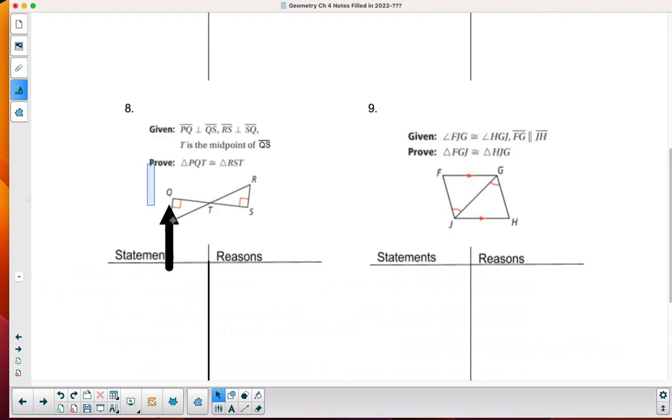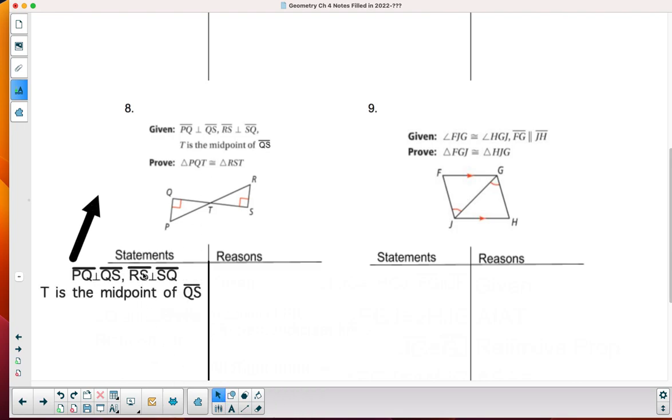Excuse me, I lost my arrow. QT here and ST here are congruent to each other. So we're going to look that over. So now, with that in mind, we're going to get our given down. So our given's in. All right.